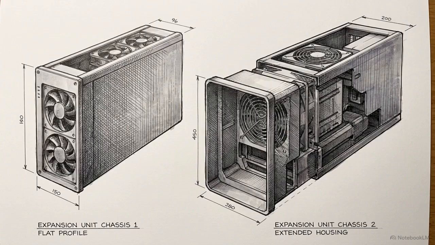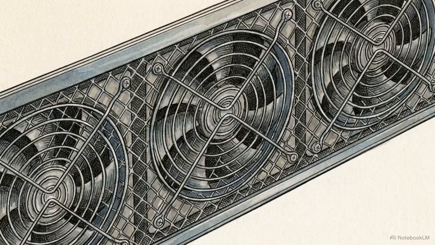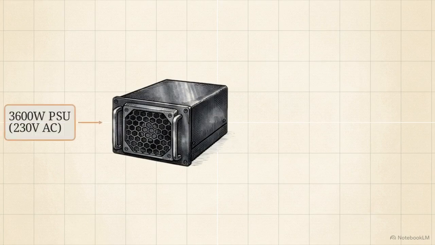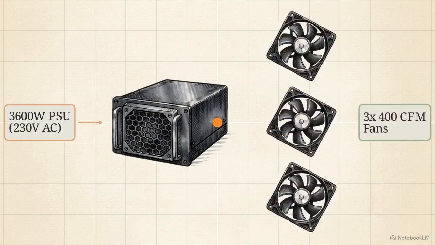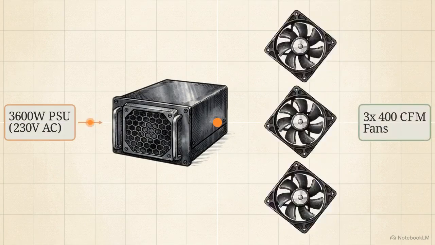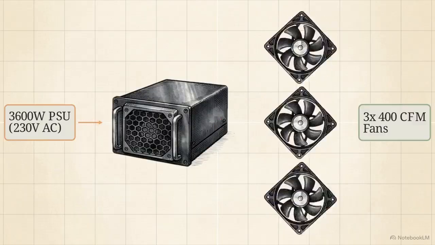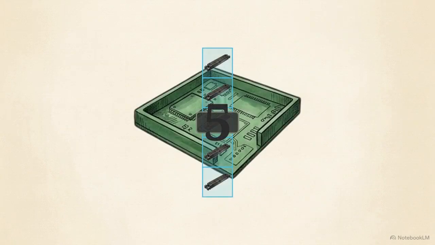Before making connections, identify your specific expansion unit model. You are working with either the standard Gen5 4UP or the Gen5 4UP Max. The models differ primarily in cooling capacity. If you have the 4UP Max, your unit requires a dedicated 3600-watt power supply strictly to run its three 400 CFM cooling fans. You also need to confirm your backplane slot capacity.